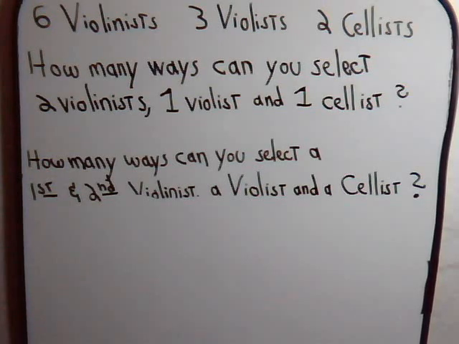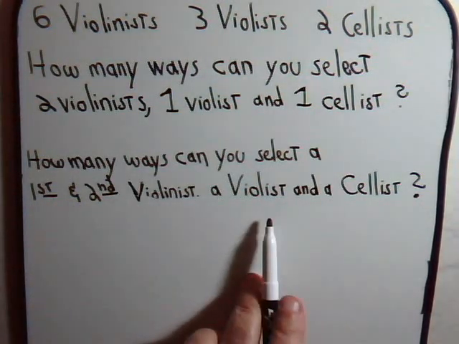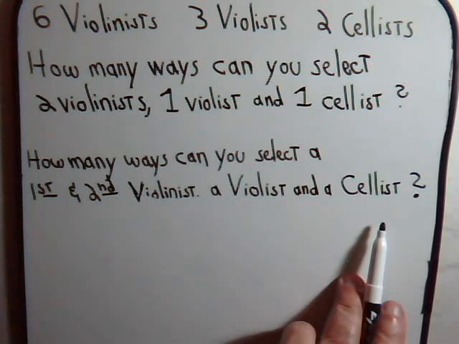Okay, let's take a look at this problem. The musician group is comprised of 6 violinists, 3 violists, and 2 cellists. And we want to know how many ways can we select 2 violinists, 1 violist, and 1 cellist. And the second part of the problem is how many ways can we select a first and second violinist, and a violist, and a cellist.